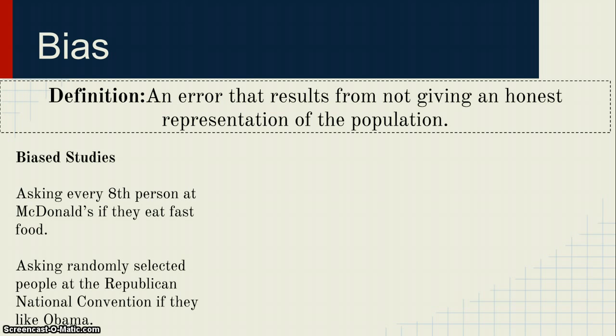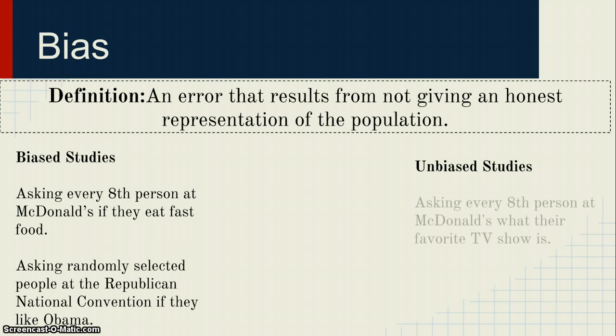Same thing, you wouldn't go to a Democratic National Convention and ask, hey, do you support Donald Trump or do you support Marco Rubio? Most people at a Democratic convention are going to support a Democratic candidate. Most people at a Republican convention are going to support a Republican candidate. So if you're trying to create an unbiased study, you have to be careful about who it is you're asking. That's the idea here. Let's look at some unbiased studies.